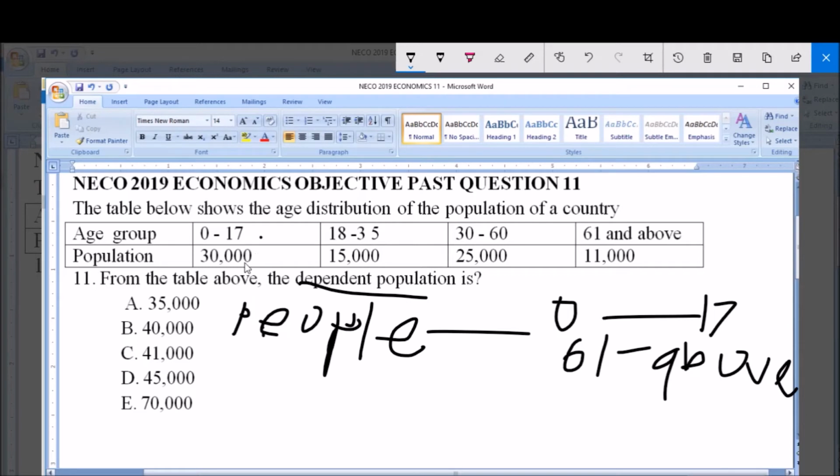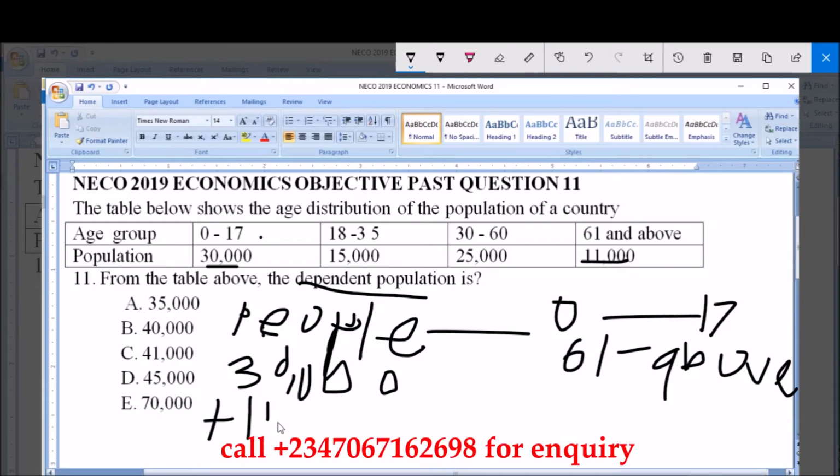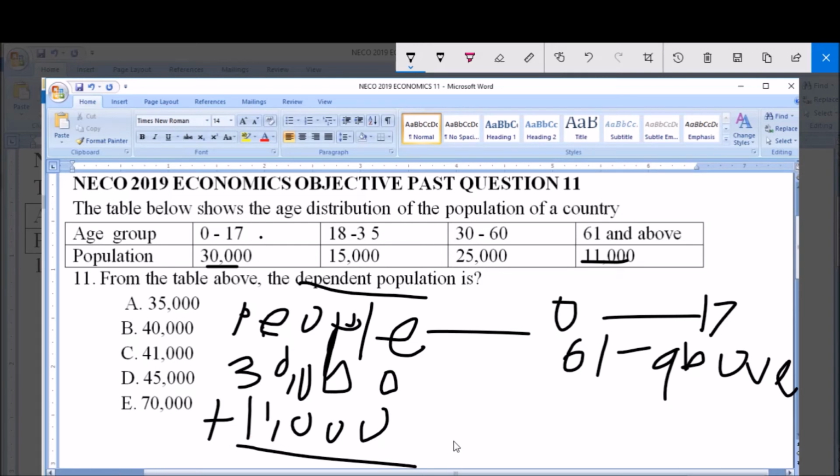So for 0 to 17 you have 30,000 people, so 30,000 plus 61 and above you have 11,000, so plus 11,000, and if you add that, the answer you get is 41,000. So 41,000 is option C. So C is the answer to this question.